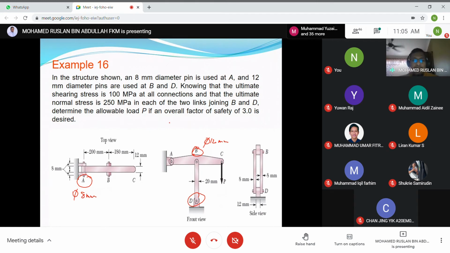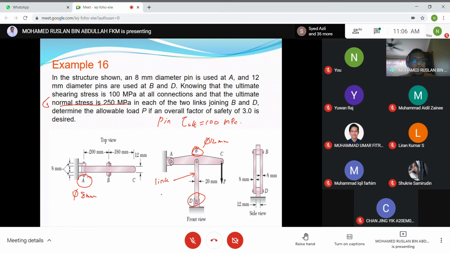So for the pin, we have tau ultimate equal to 100 megapascal. And the ultimate average normal stress, here sigma, is equal to 250 megapascal in each of the two links. So these are two links. This is a link.